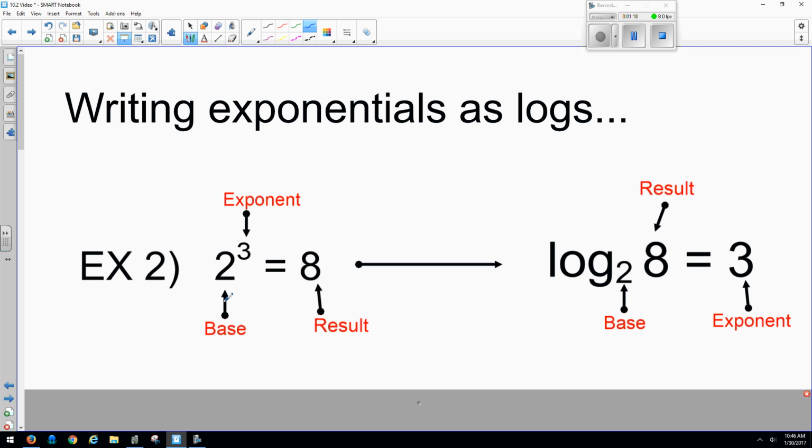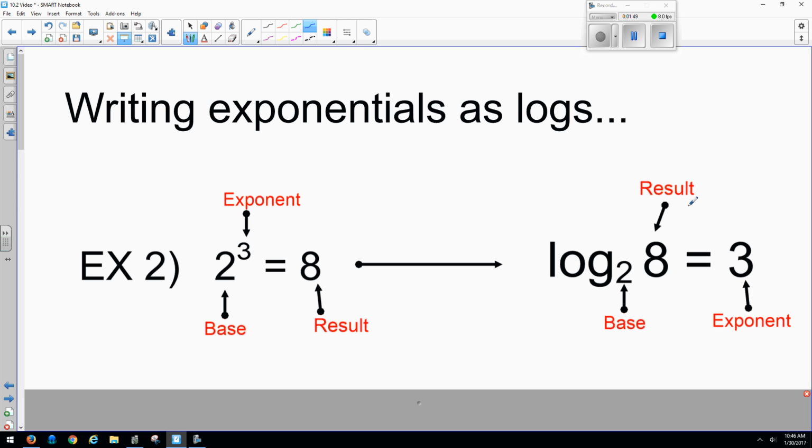Let's just get some vocabulary down here. So the 2 would be the base, 3 is the exponent, 8 is your result. And so when we're switching from exponential form to logarithmic form, this little number down here, this subscript, is the base, and logarithm by definition means exponent. So it's always going to be equal to the exponent. And so we would say this equation right here is log base 2 of 8 equals 3.